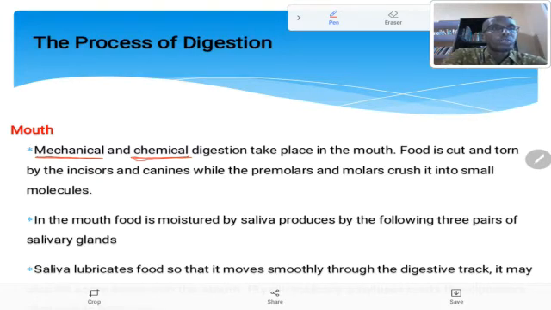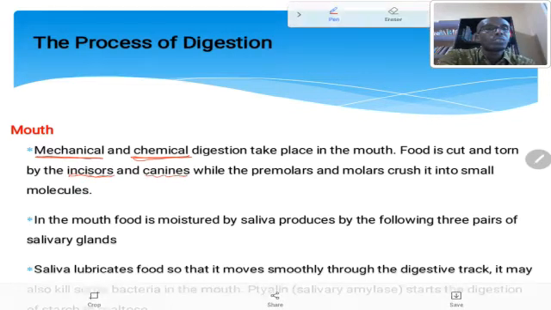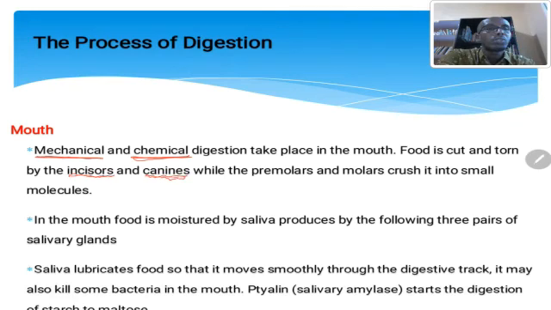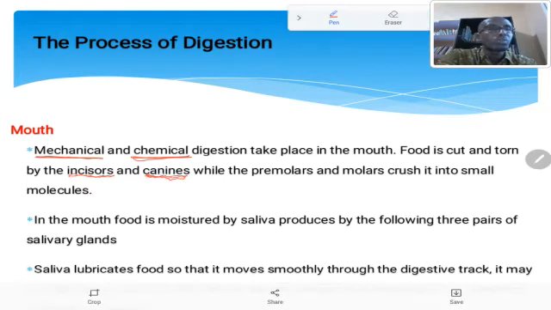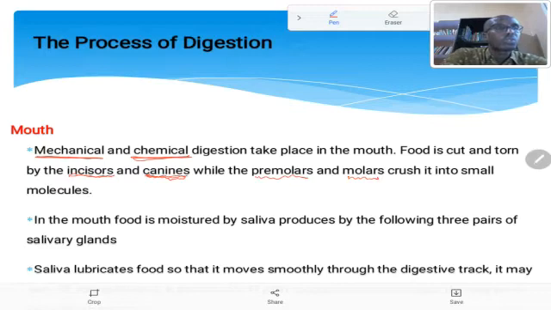Food is cut and torn by the incisors and canines, while the premolars and molars crush it into small pieces. Here we have the 4 types of teeth. Incisors, the flat ones; canines, the sharp ones, or in Somali mi'io. Premolars and molars are the flat ones, or gusa. In the mouth, food is moistened by saliva produced by the 3 pairs of salivary glands.